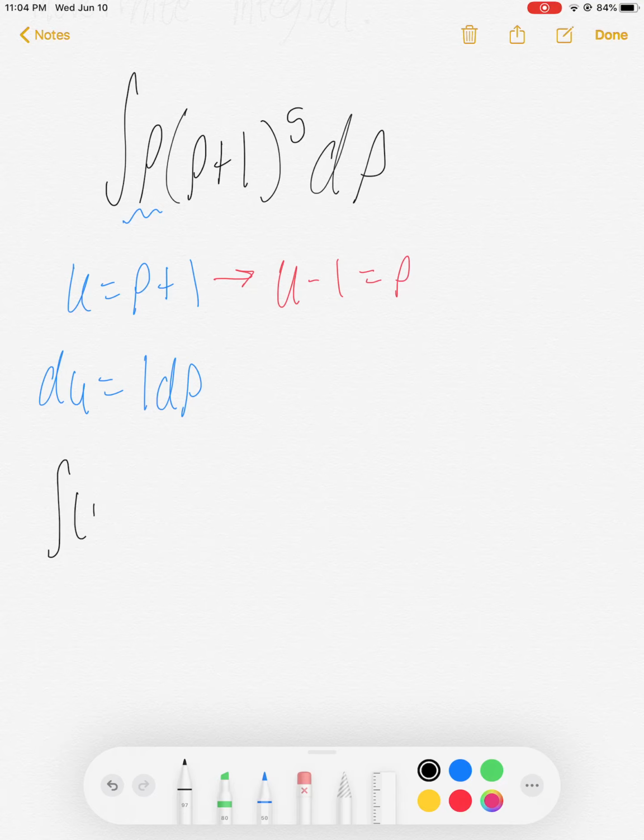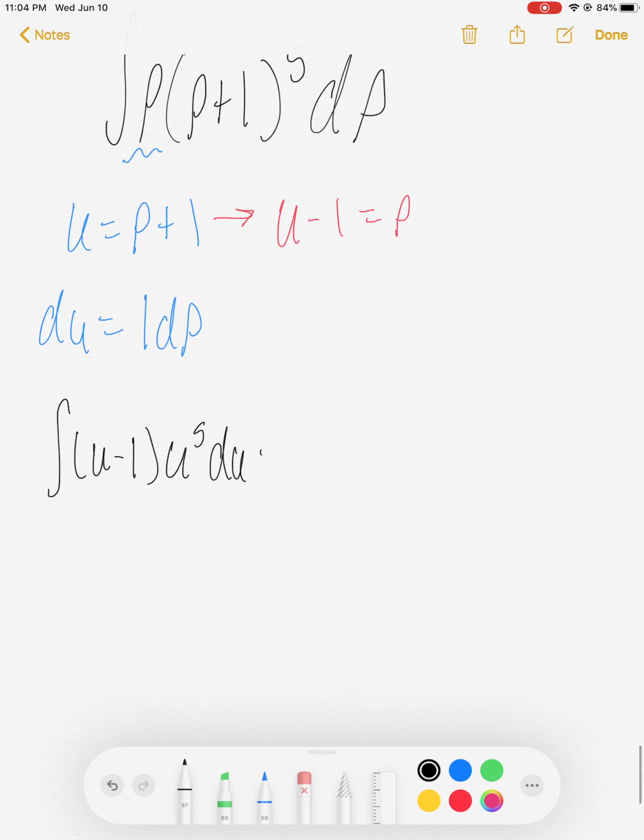But what I can do is notice, well, u equals p plus 1. This means that u minus 1 equals p. Right? So I can solve for p in terms of u, which means that this integral, once I make this substitution, is just u minus 1, because p is u minus 1. And p plus 1 to the 5th, well, p plus 1 is just u, so that's just u to the 5th. And then I just have this dp, and dp is just du. Okay? So whenever we're doing this u substitution, I think about it as translating between two languages.